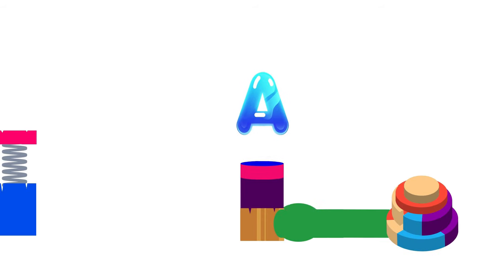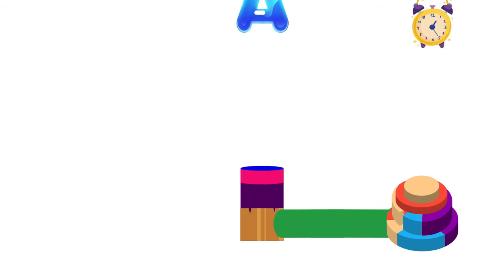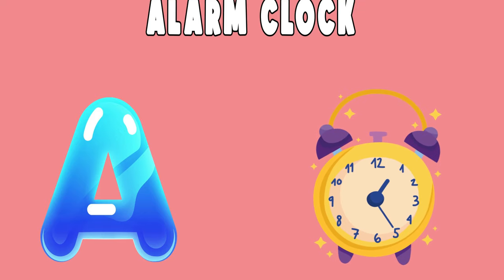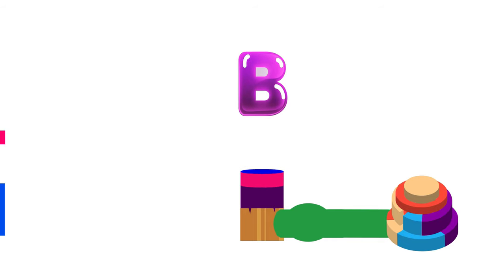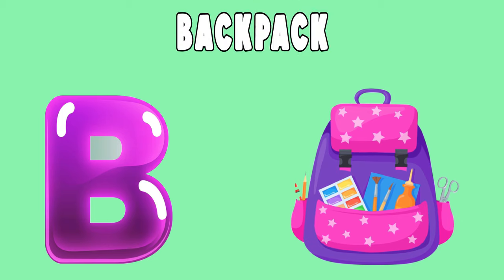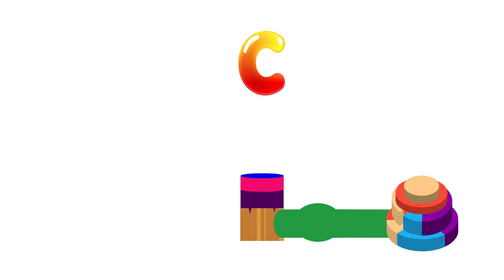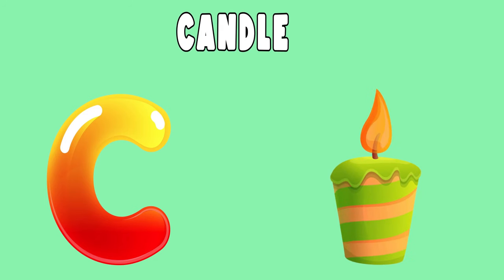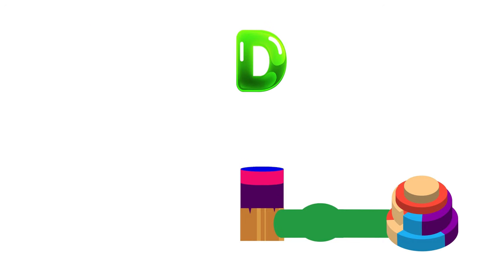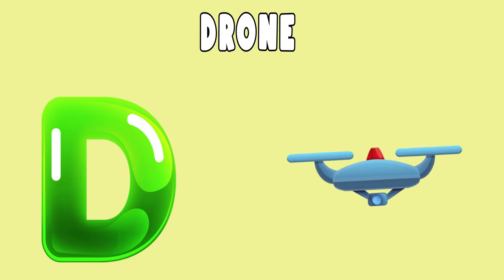A is for alarm clock. B is for backpack. C is for candle. D is for drone.